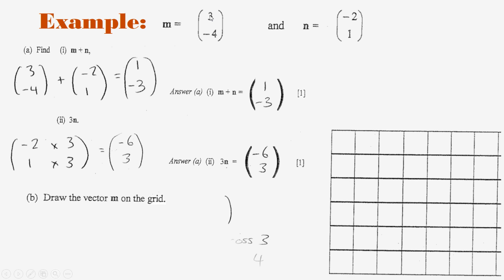M is, if it helps, write it out again. M is (3, -4). I just got that from here. So it means across. From wherever you start, you're going to have to go across to the right by 3, and down by 4.